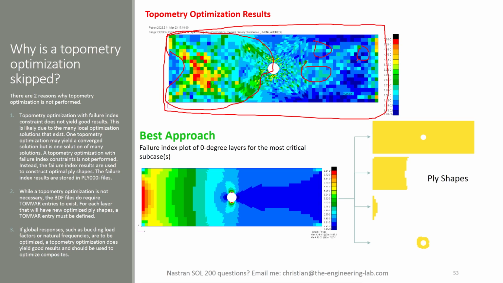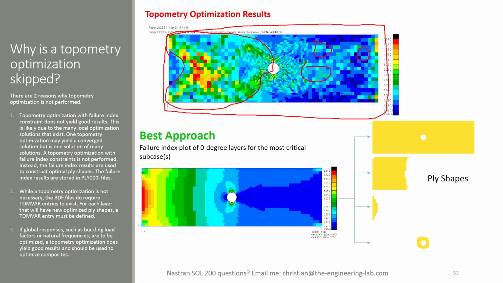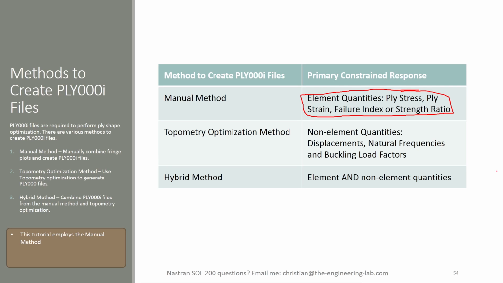So when you're dealing with element responses like ply stress, ply strain, failure index, or strength ratio, as I mentioned in the other tutorial, I recommend building your ply shapes that follow the contours of your failure index responses. That's what I recommend. If you're dealing with non-element responses, for example buckling load factors as we did right now, natural frequencies or displacements, I have seen that topometry optimization will give you good results.